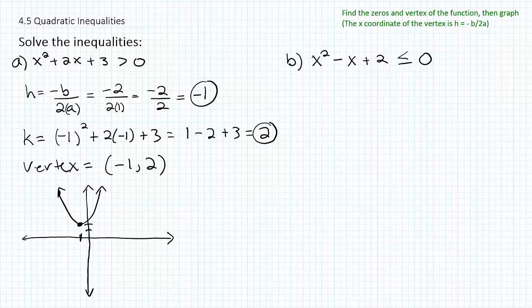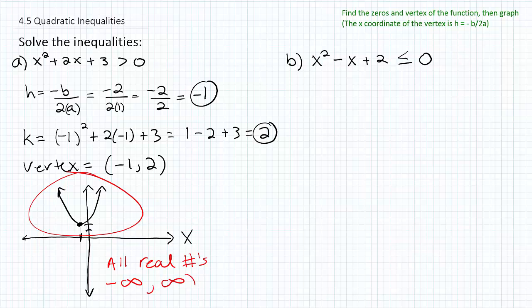Now let's look at the graph and try to answer the question. This question asks, where is this equation or function greater than 0? Greater than 0 means above the x-axis. Where is the graph above the x-axis? Well, the answer is the graph is above the x-axis everywhere. For all numbers on the x-axis, this function is always greater than 0. So the answer to our question is basically all real numbers. Now you can say that a little differently. You can say from negative infinity on the x-axis to positive infinity. Basically, that's where the function is greater than 0.